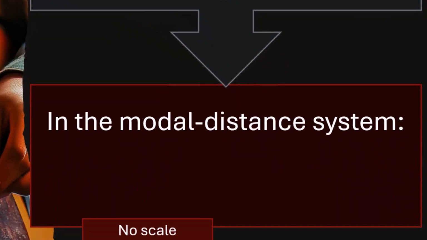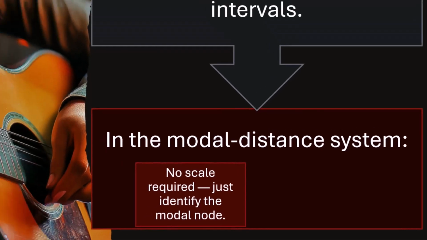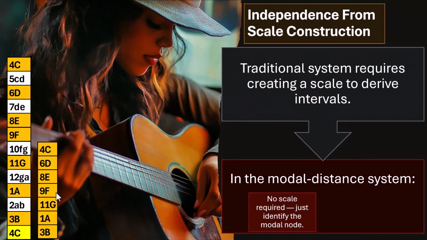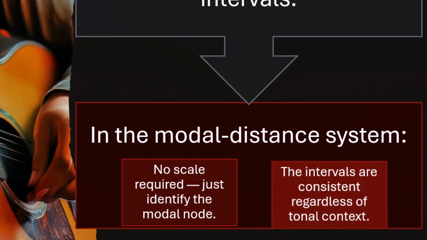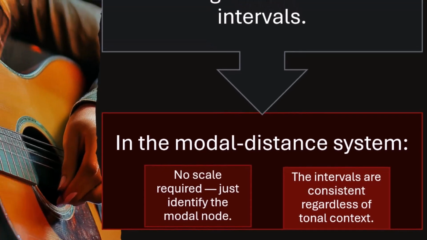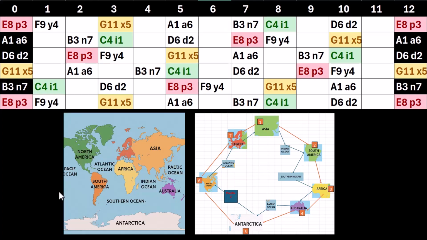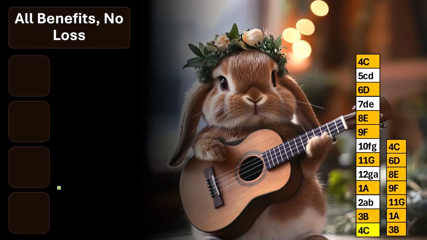So in the modal distance system, no scale required, just identify the modal node. All we have to do is say we have this collection of notes, this is the node that we are on, and we're going to measure from that node. We're always going to go directionally around the block, either clockwise or counterclockwise, but I can't go through the middle. It's always going around the block. So the intervals are consistent regardless of tonal context. All right, so all benefits, no loss.